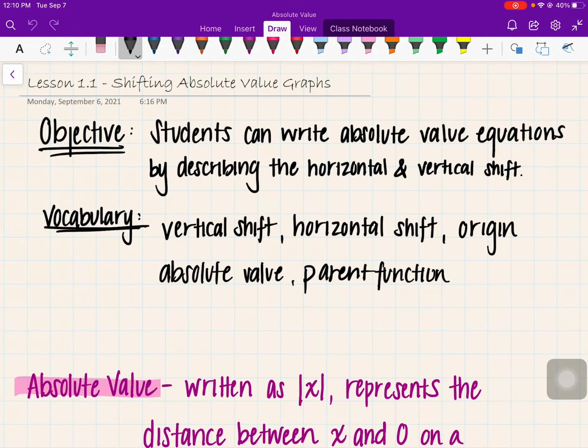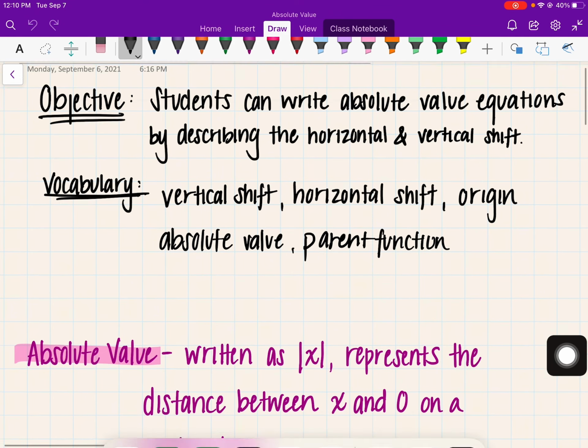We are going to be starting with our lesson 1.1. This is actually our first lesson of the first chapter, and we're going to be talking about shifting absolute value graphs. We do have our objective and our vocab here, so let's go ahead and jump up to our definitions here.